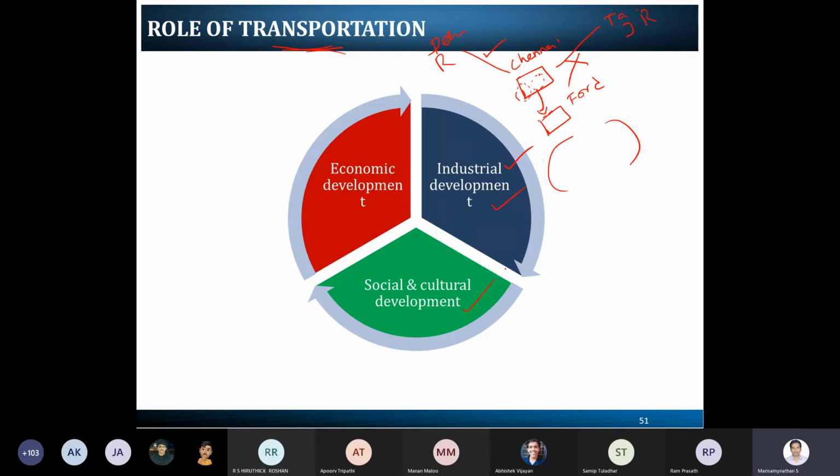So probably next semester you might be studying it, but here is one example in the social sense. People are travelling for their personal work, and when they travel, they interact with unknown persons also. You might have that experience when you travel in the bus or railways. So this is one example of how social interactions happen, and there are different and major ways in which social and cultural development contributes to the transportation sector. So this is how three major sectors play the major role.